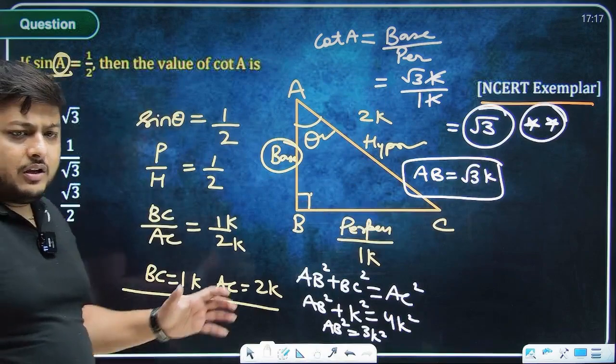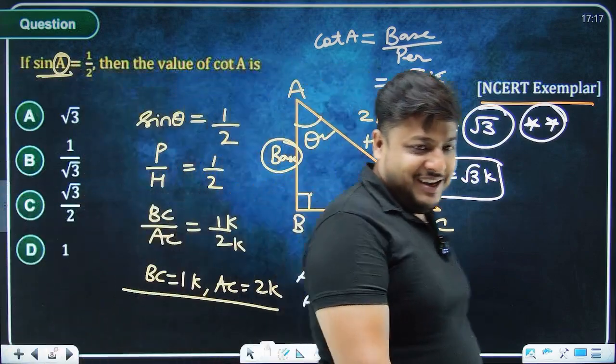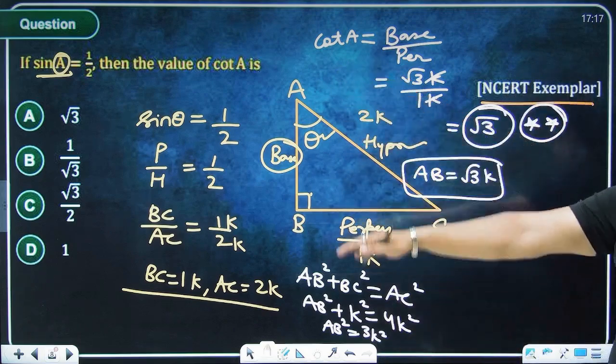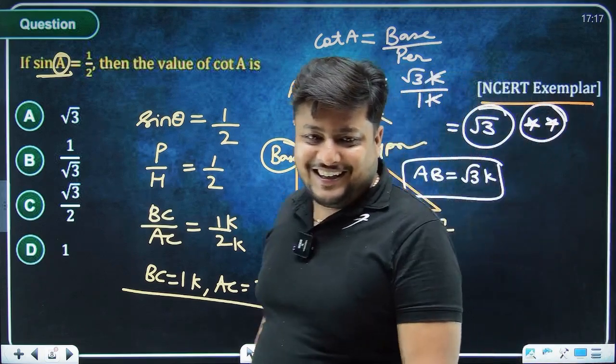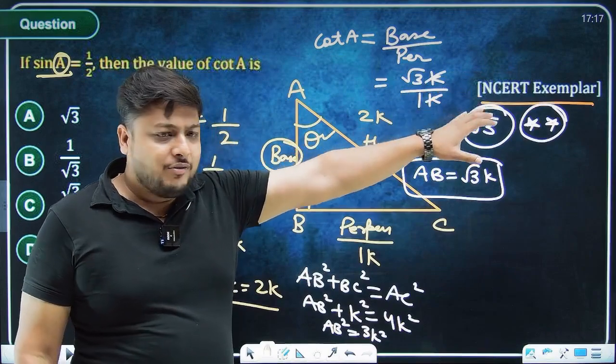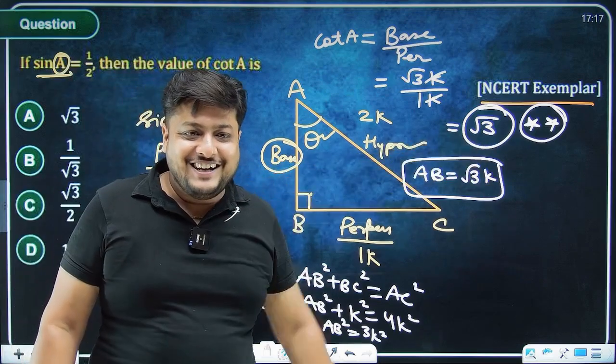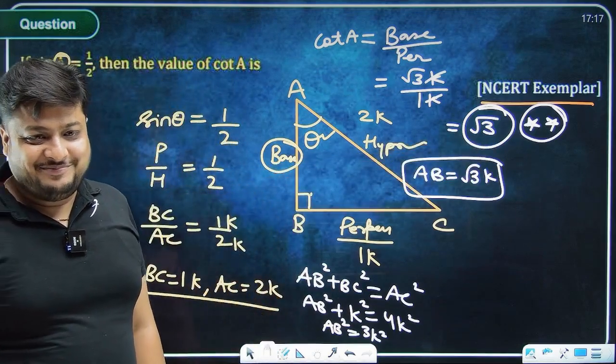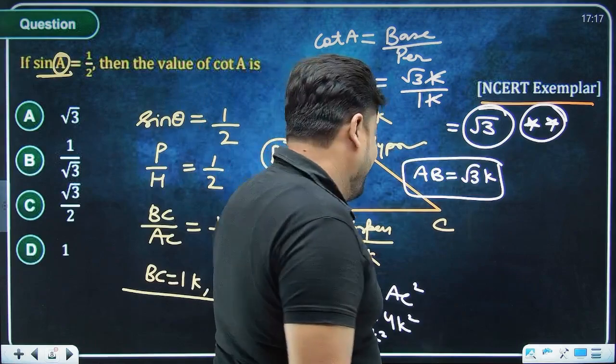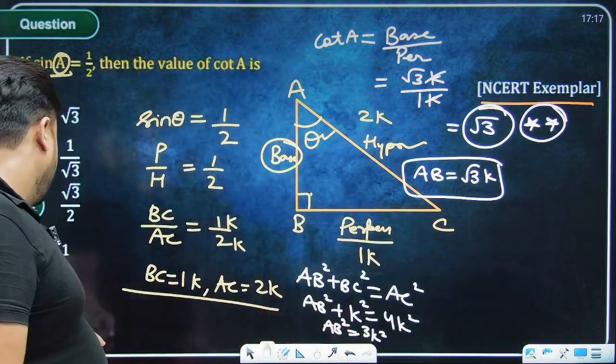Who has understood this? You can tell me. I hope everybody understands this. Yeah, got my point. How to calculate the ratio cot A? That is root 3. Root 3 is the right answer for this. Yes. Okay, that's great. So let's proceed to the next question.